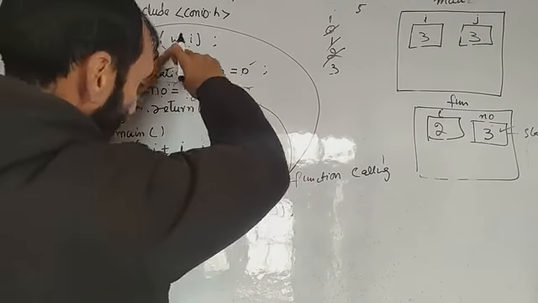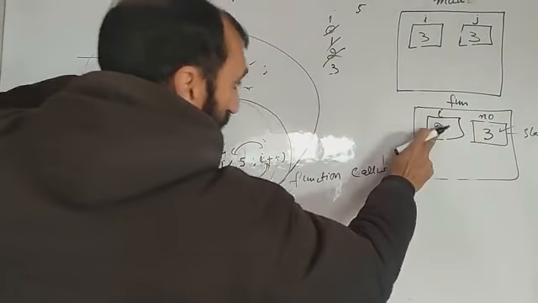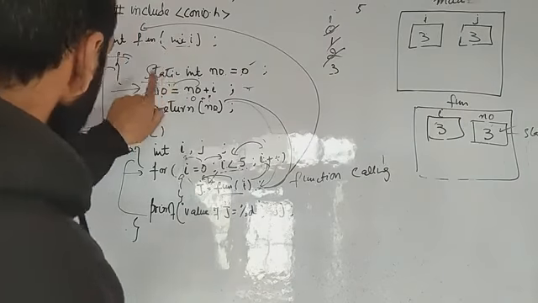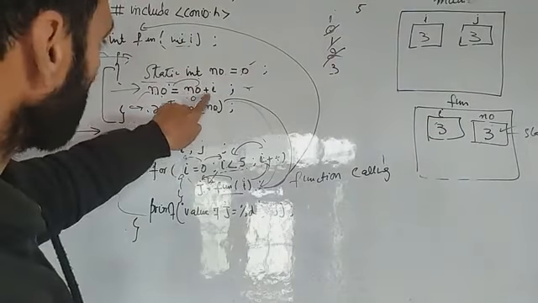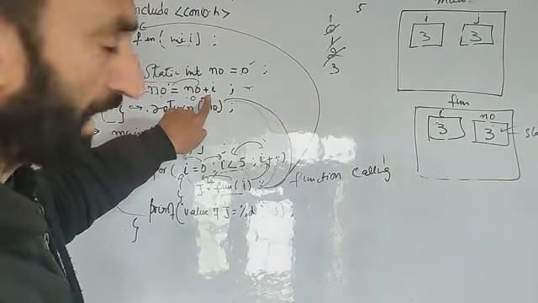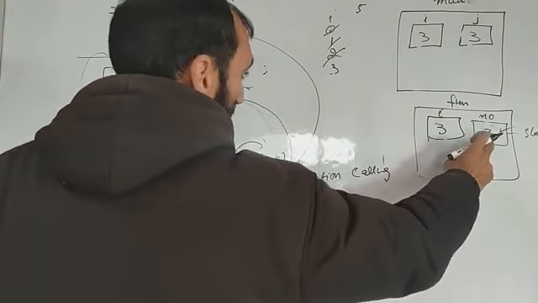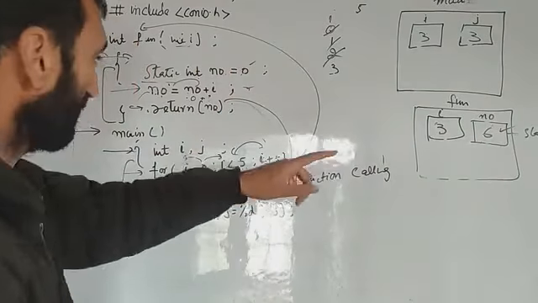Then what should go? I. I was 3, so fun receives i as 3. Number equal to number plus i. Number was 3, 3 plus 3, that means 6. Number gets 6. The new number will be 6.